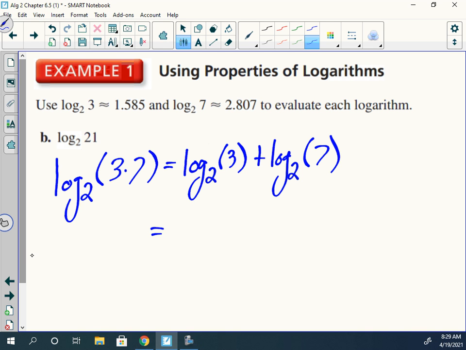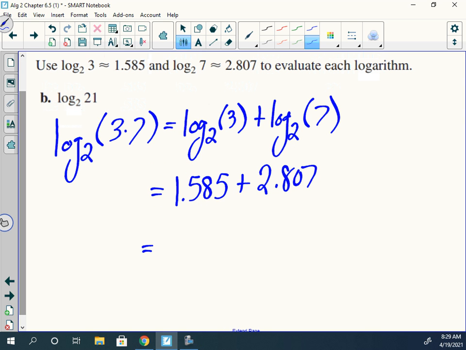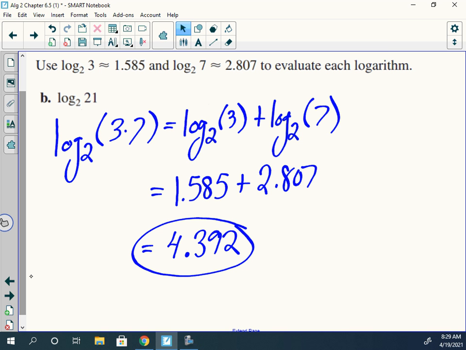Well, log base 2 of 3 is, as we said, 1.585. And log base 2 of 7 is 2.807. And this time we're going to add them together. That's 4.392. Yep. Any questions on any of this here?